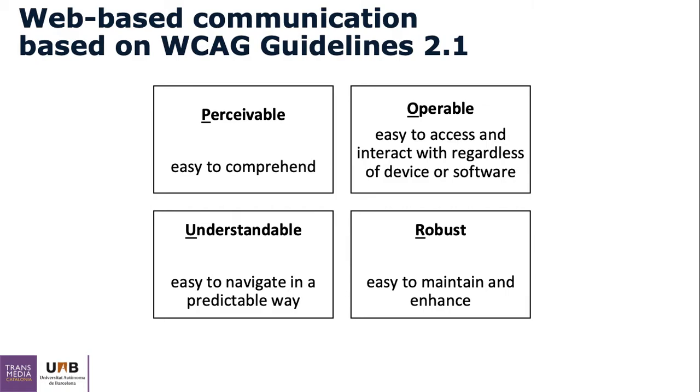The guidelines are based on 4 principles. Perceivable, which means that the information is easy to comprehend. This means that users must be able to perceive the information being presented, for instance, provide subtitles to video content. Operable, which means that information is easy to access and users can interact regardless of the device or software that they are using. Understandable, which means that the users can navigate through the content in a predictable way. And robust, which means that the web content is compatible with a variety of user agents, such as browsers, assistive technologies, and other means of accessing web content.